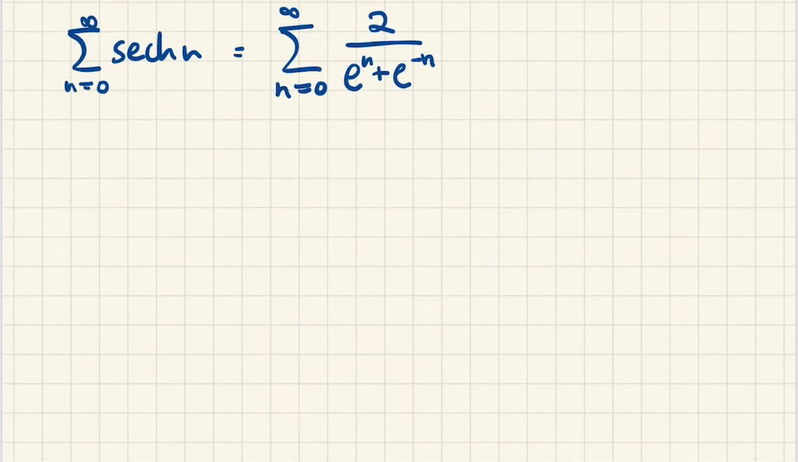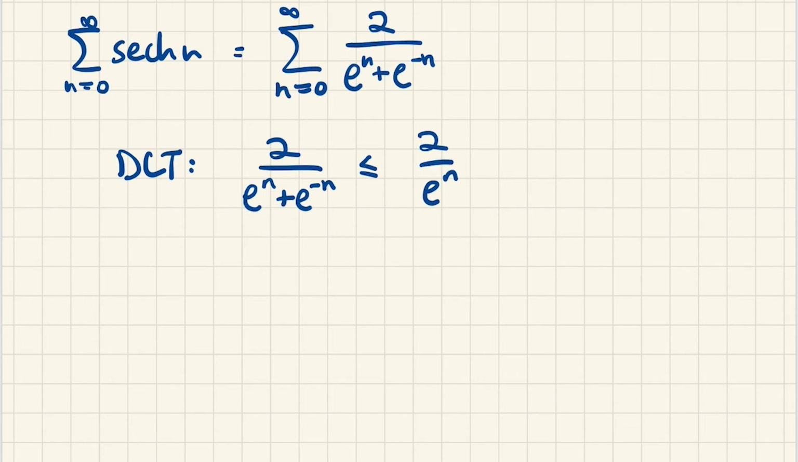I've said in the past that one of the most powerful applications of the direct comparison test is for throwing away unwanted terms. So let's see how we can use the direct comparison test to great advantage in this particular situation. Well, let's just throw away this e to the negative n, because we can certainly see that this entire expression is less than or equal to 2 over e to the n, since this denominator here is obviously greater than this denominator, and they have the same numerator.